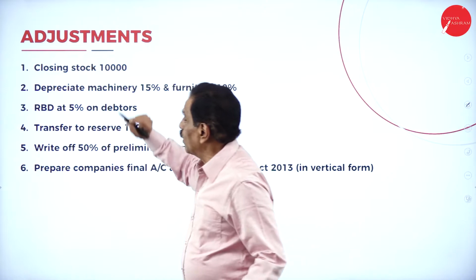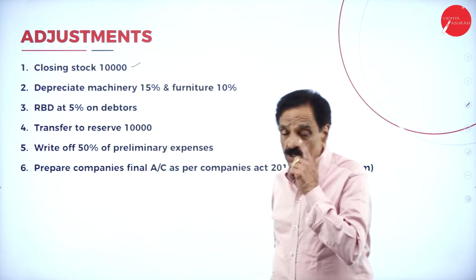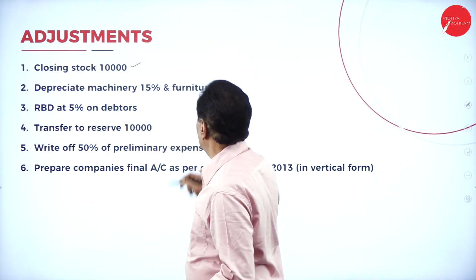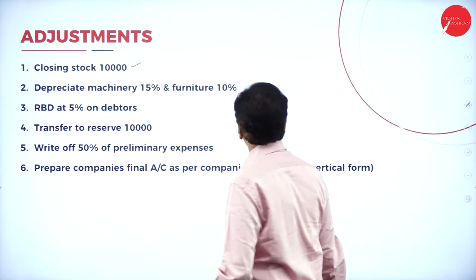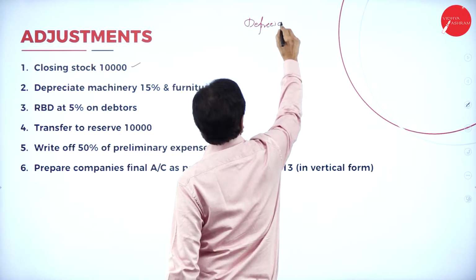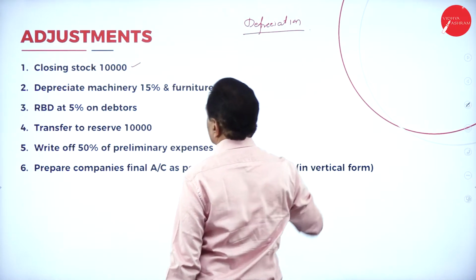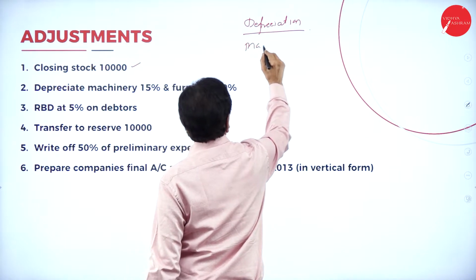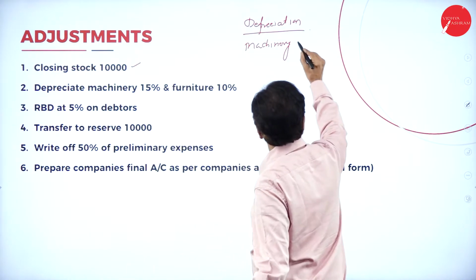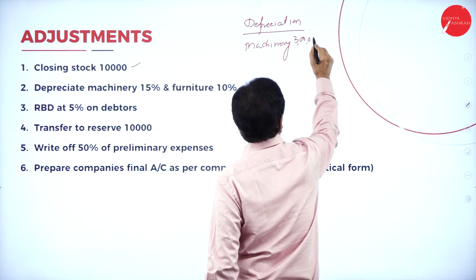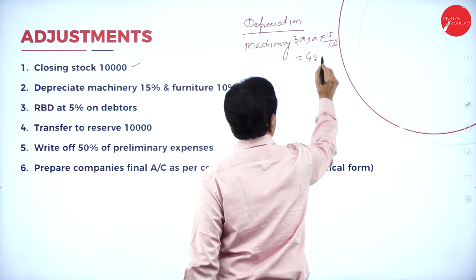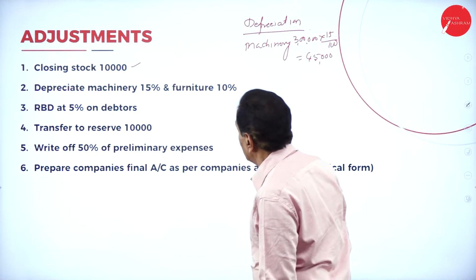Then closing stock, all adjustments should appear. Closing stock first will come in the cost of goods sold, then the current asset. Depreciate the machinery 15%, furniture 10%, it says. Depreciation, first on machinery. Machinery is 3 lakh, 15% of that, 45,000. This goes in favor of machinery.